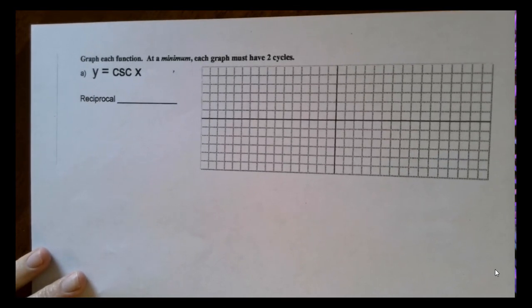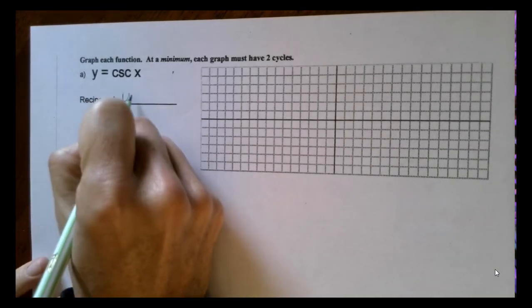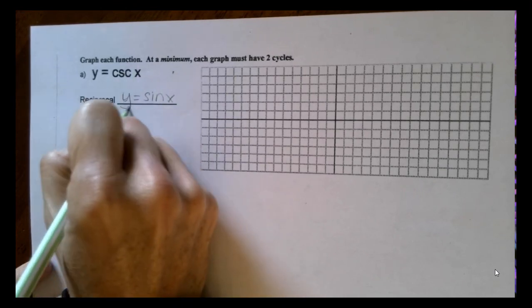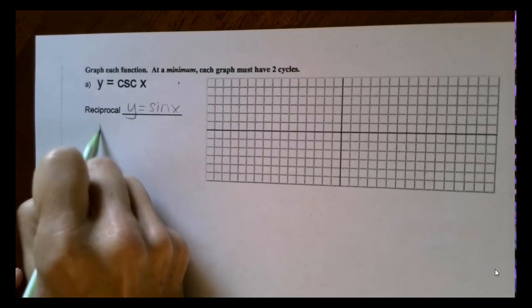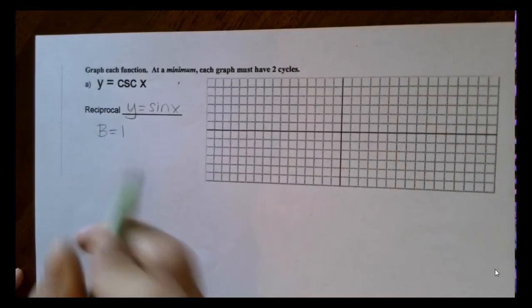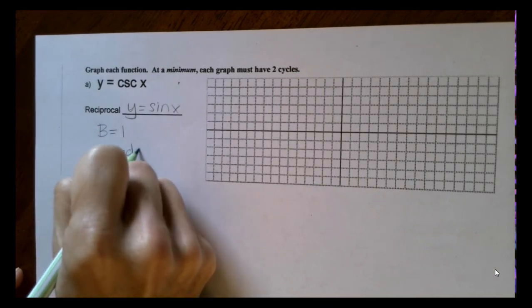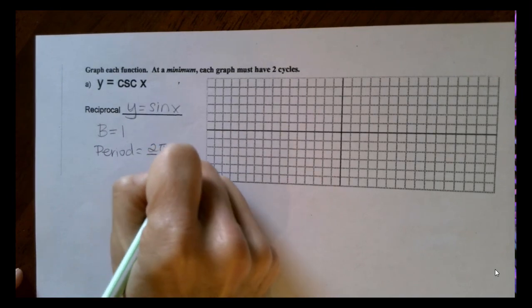In order to graph y equals cosecant of x, you first of all need to graph its reciprocal. Its reciprocal is y equals sine of x. Notice I wrote it with the same b value and the same a value. So the b value is 1. Therefore, the period is 2 pi divided by b. So 2 pi divided by 1, so it's 2 pi.